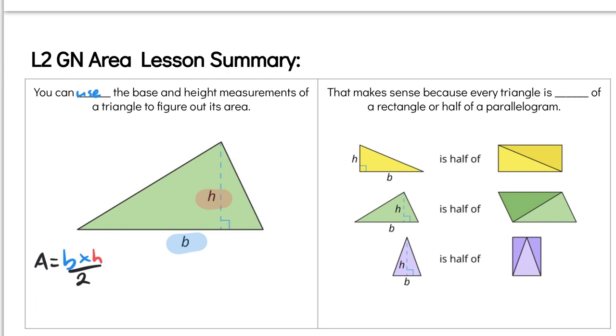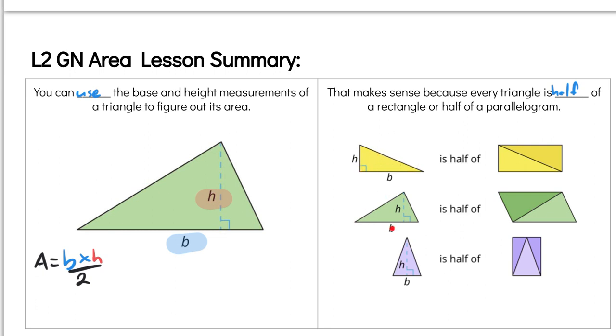And that makes sense because every triangle is half, so write this down, is half of a rectangle or half of a parallelogram. And if you look at these pictures, that's what this illustrates. Here we have a triangle, which is exactly half of this. If we used the area that we used for parallelograms, we would go base times height, and that would just give us all of this. But to find the area of this triangle, we go base times height, and we cut it in half. We divide it by 2. That's how we get this area.